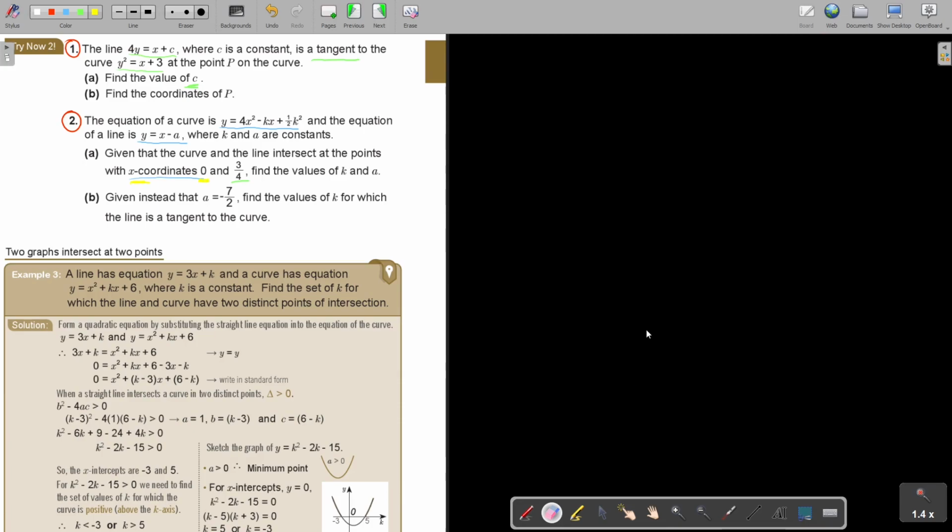Okay, so let's look at number B. Given instead that A is equal, so now you ignore what the A was, you make a new A, and find the value of k. So it means you start with that same equation, okay? 4x squared minus kx plus a half k squared.